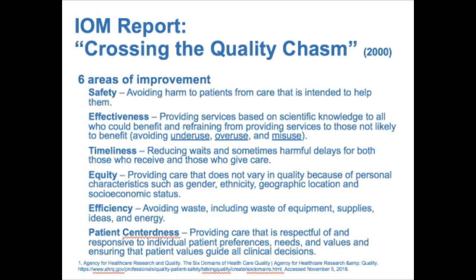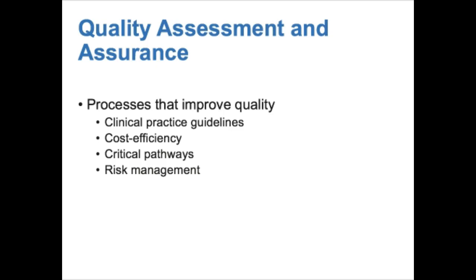The report focuses on services provided by the healthcare delivery system. However, quality may be evaluated from the perspective of individuals and populations or communities, but almost always the emphasis is on desired health outcomes. When desired health outcomes are not achieved, we must examine the processes and structures to identify what is going on and correct problems. There are several different processes that improve quality, such as clinical practice guidelines, cost efficiency, critical pathways, and risk management.